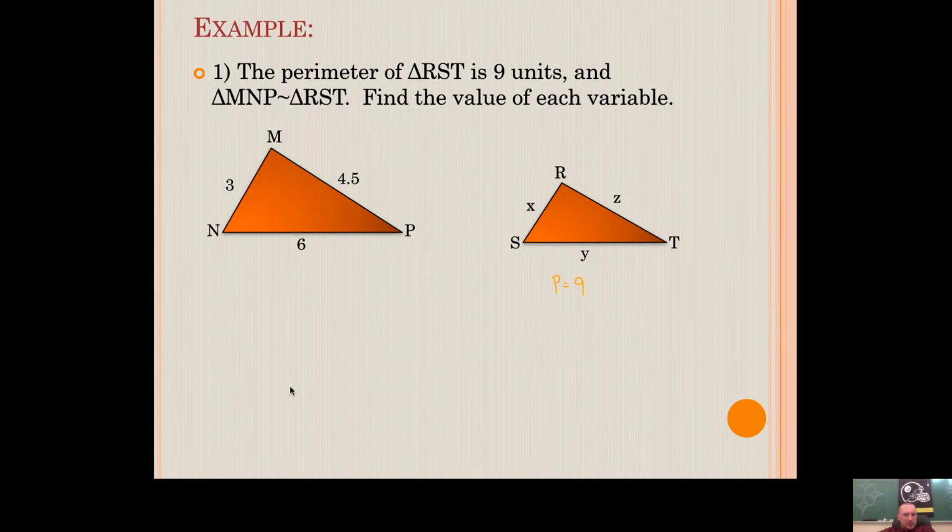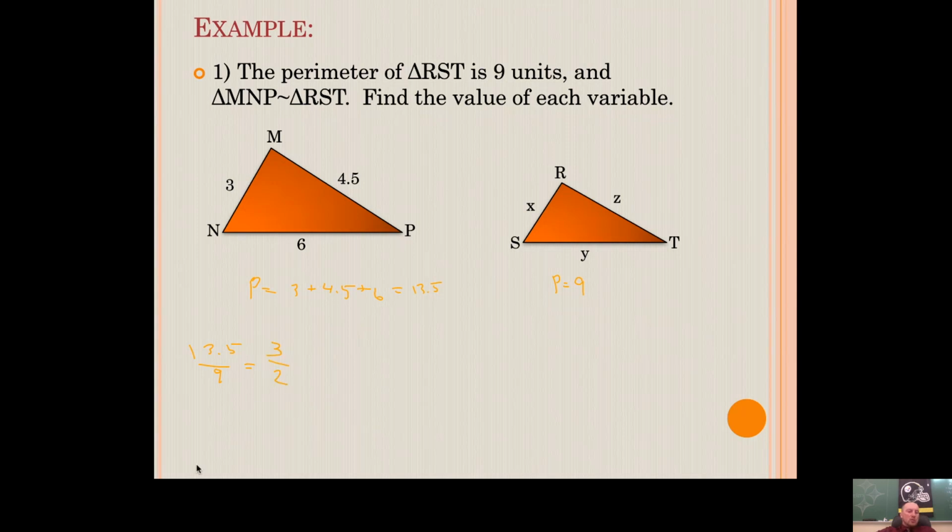So how are we going to find the scale factor? Well, use what you know. You know the perimeter is 9 over here. What's the perimeter here? 3 plus 4.5 plus 6. That gives you 13.5. Now, if you compare the perimeters, 13.5 with 9, that's going to give you the ratio of perimeters reduced. I'm just typing it into my calculator right now. It gives us 3/2.